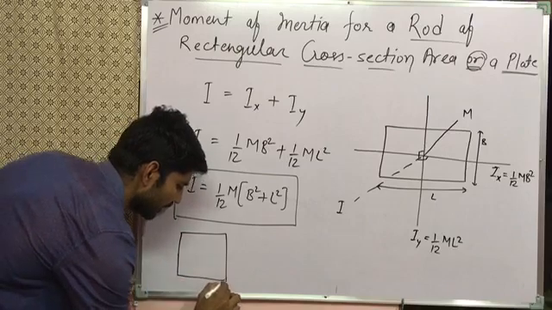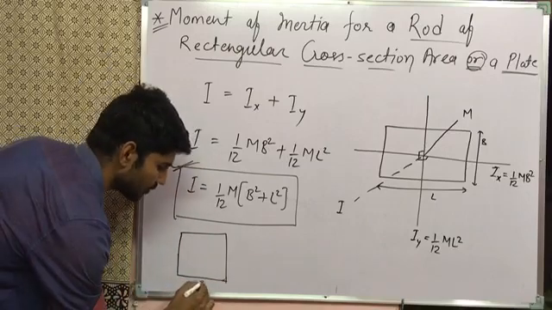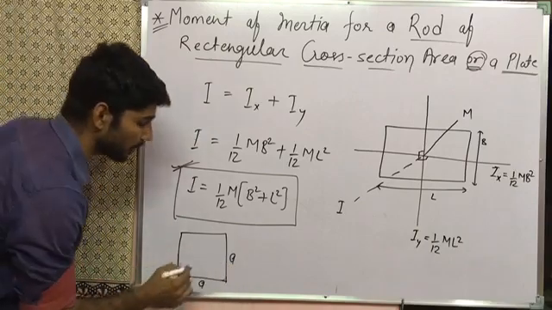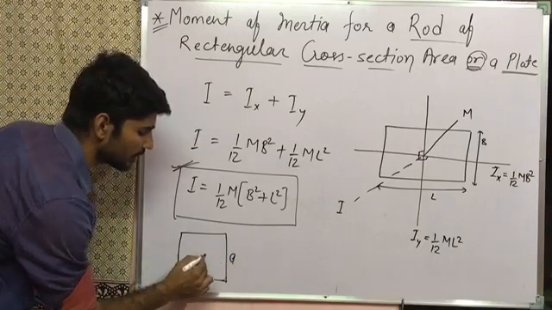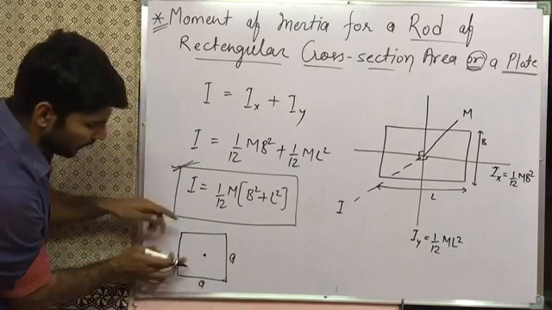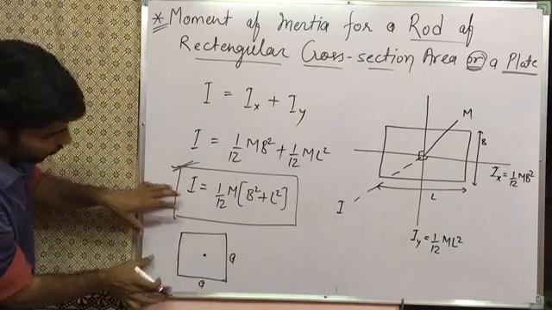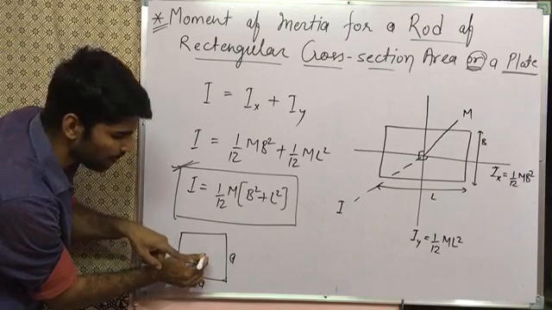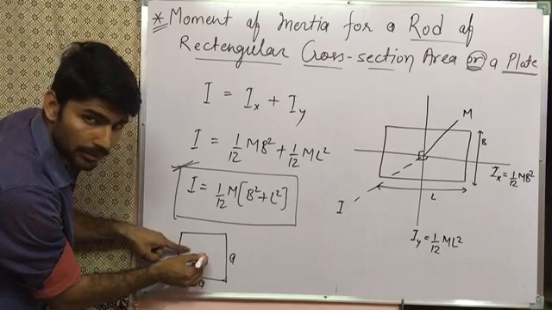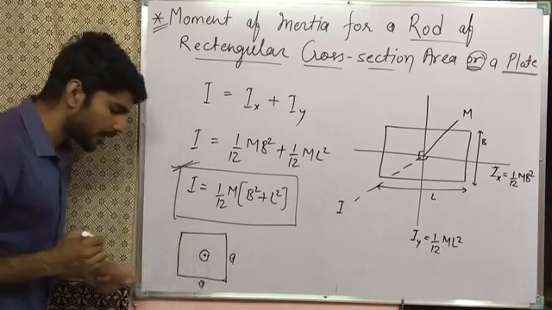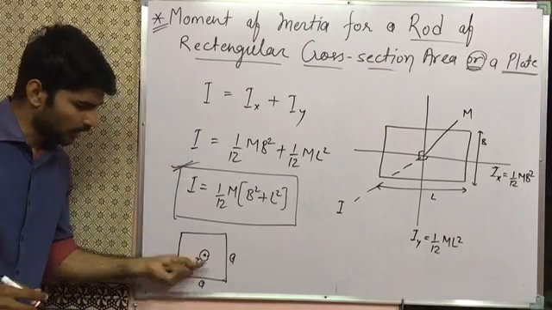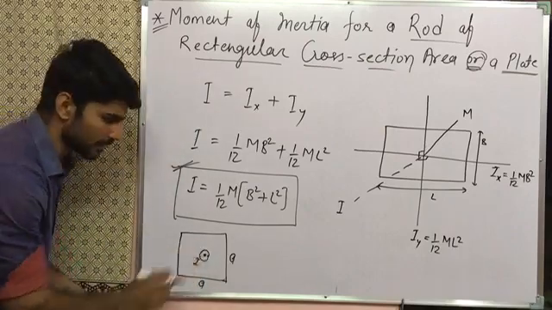square cross-sectional area, we can say length is small a and breadth is small a. Then the moment of inertia about the axis perpendicular to it. Like this board is the plane of this plate, and this marker is the perpendicular axis passing through its center. We can denote this axis by this symbol, the circle and dot in that circle.